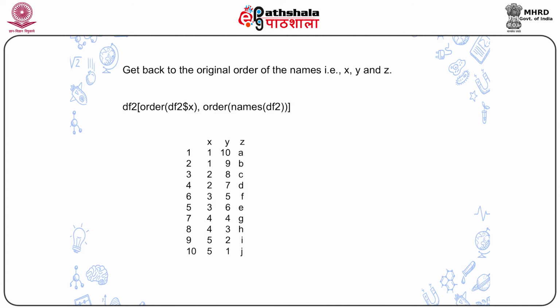So, here we will apply the order function, and we are using the command df2 within third bracket order of df2$x, comma, and the output will be like this. Now, we want to get back the original order of the names, that is x, y and z. So, what do we do? We will just add order names df2 with the existing code, and the output will look like this. Here we are having our original data frame that we have started with.